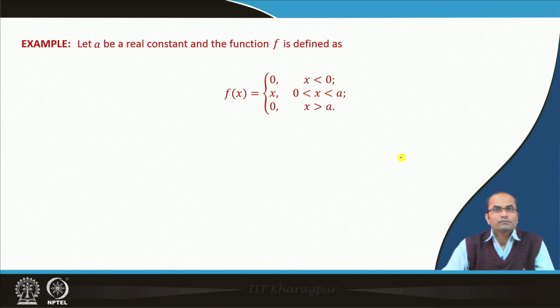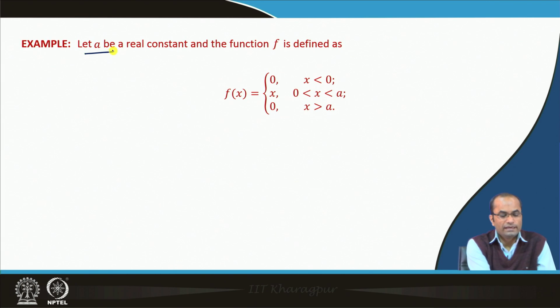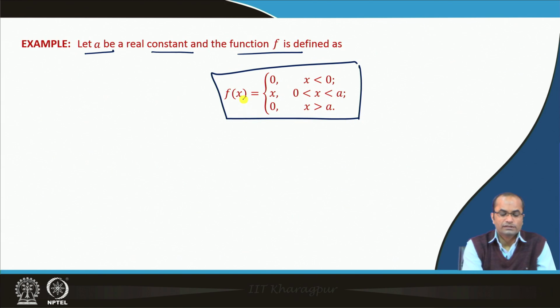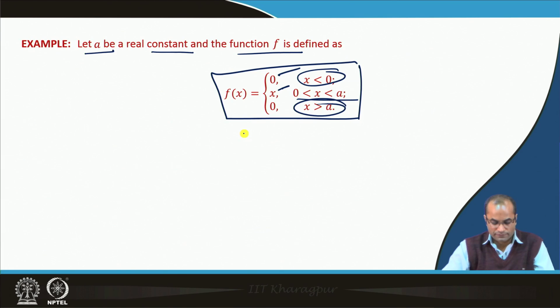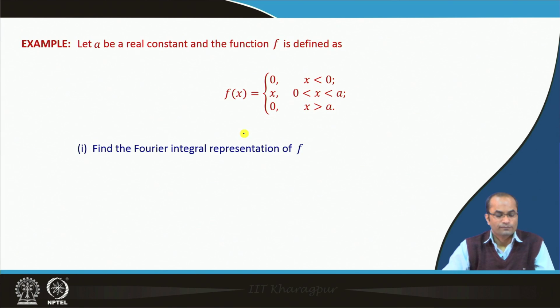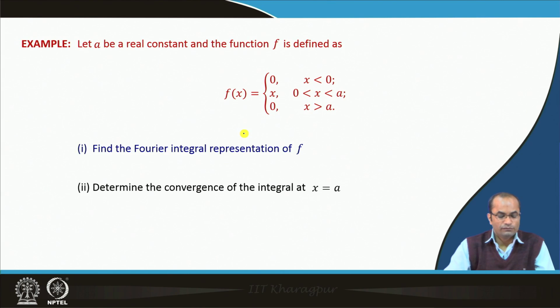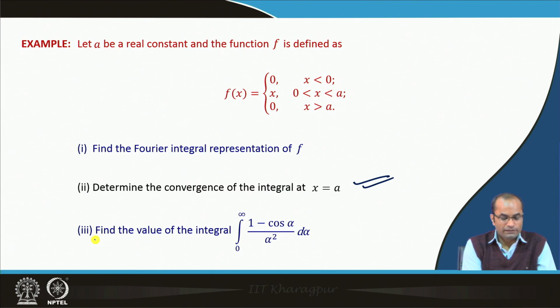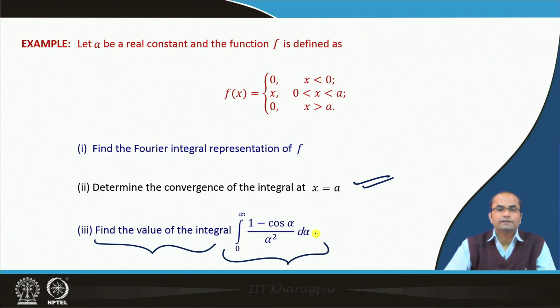Okay, let us go through some examples now. Let a be a real constant, and the function f is defined as follows: for x less than 0 the value is 0, from 0 to a the value is x, and for x greater than a again the value is 0. Now we want to find the Fourier integral representation of f, determine the convergence of this integral representation at x equal to a, and finally find the value of an integral.